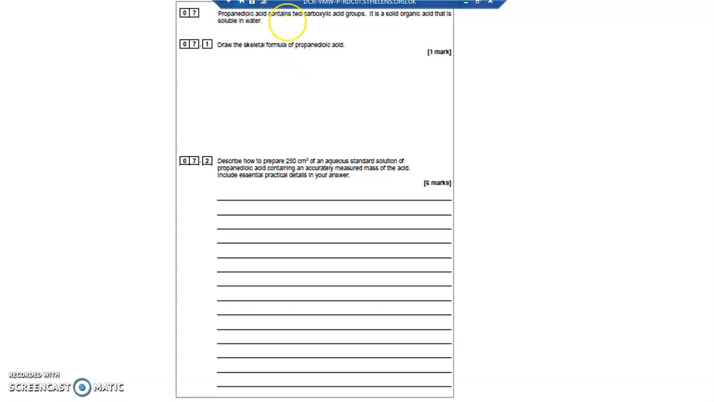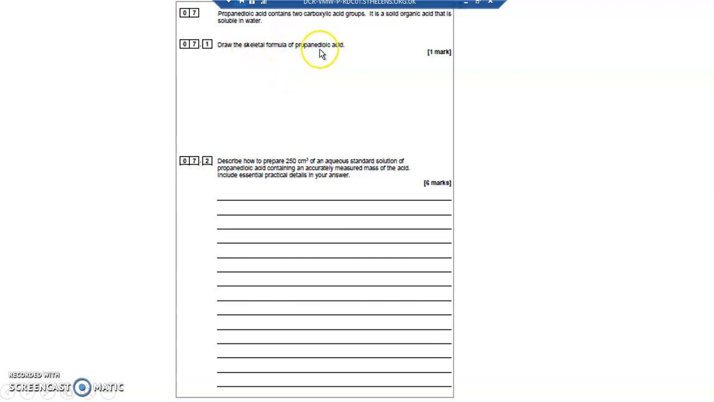Question number 7. Propane dioic acid contains 2 carboxylic acid groups. So propane has got 3 carbons in it. Ane means it's got single bonds. Dioic: di means 2 carboxylic acid, 2 oic acid groups. It's a solid organic acid and is soluble in water.